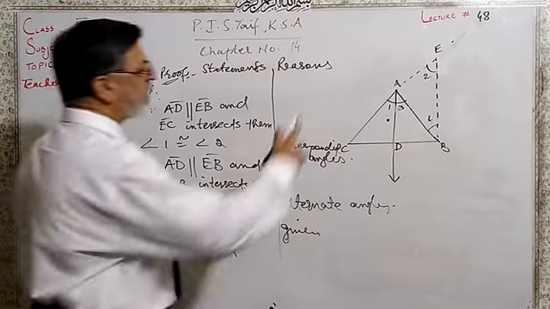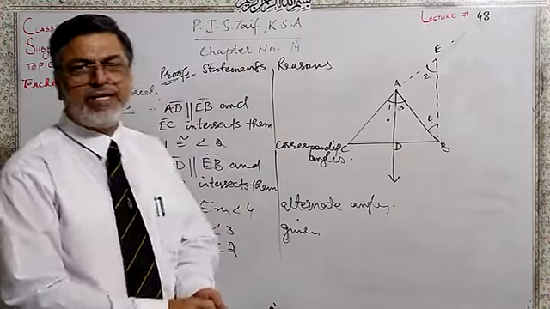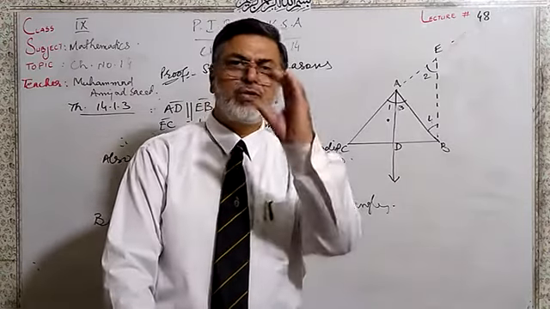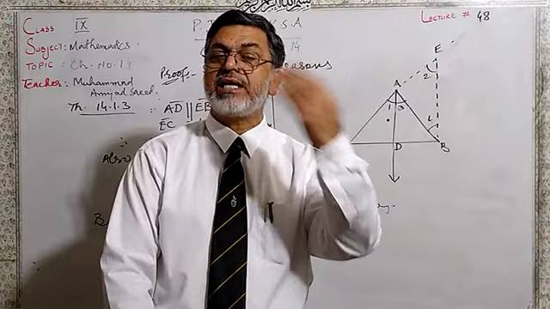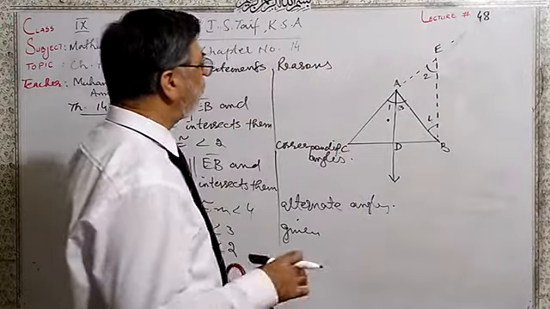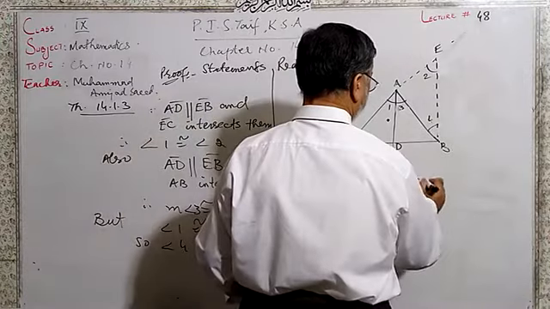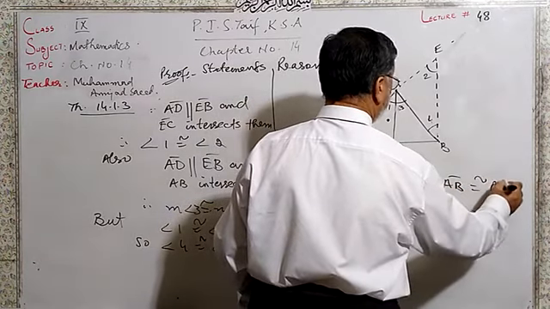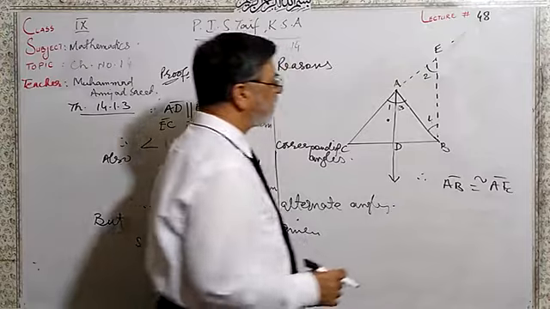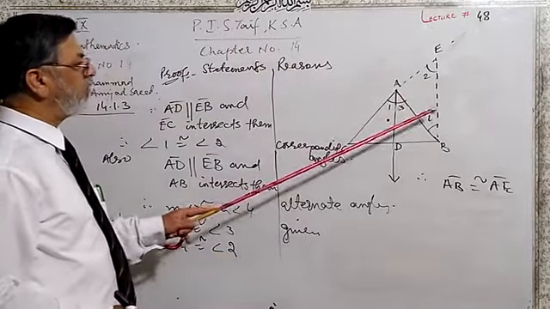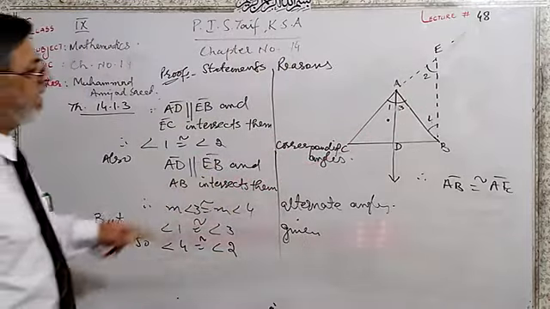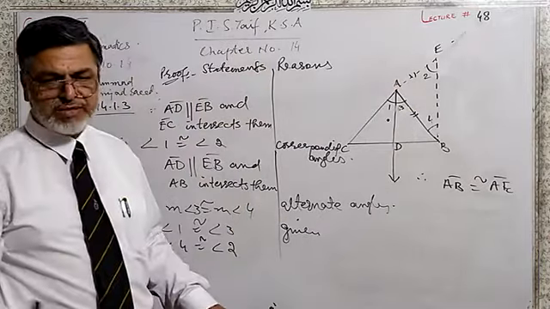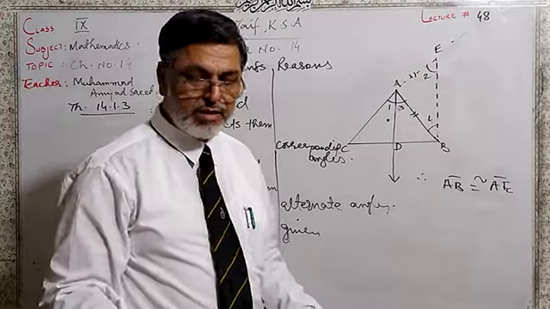If angle 4 is congruent to angle 2, then we have the theorem that in any triangle, if two angles are congruent, their opposite sides are also congruent. So you can say that, therefore, AB is congruent to AE. Because angle 2 is equal to 4, if the base angles are same, then two sides will be congruent. This is the well-known theorem, we have seen that in the previous lecture.